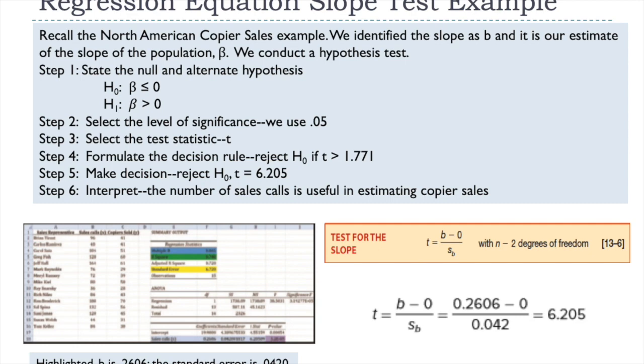We get a t-value of 6.205. Because of that, we do reject the null hypothesis, and we conclude that the slope of this line is greater than 0. What is our interpretation? The number of sales calls is useful in estimating copier sales.